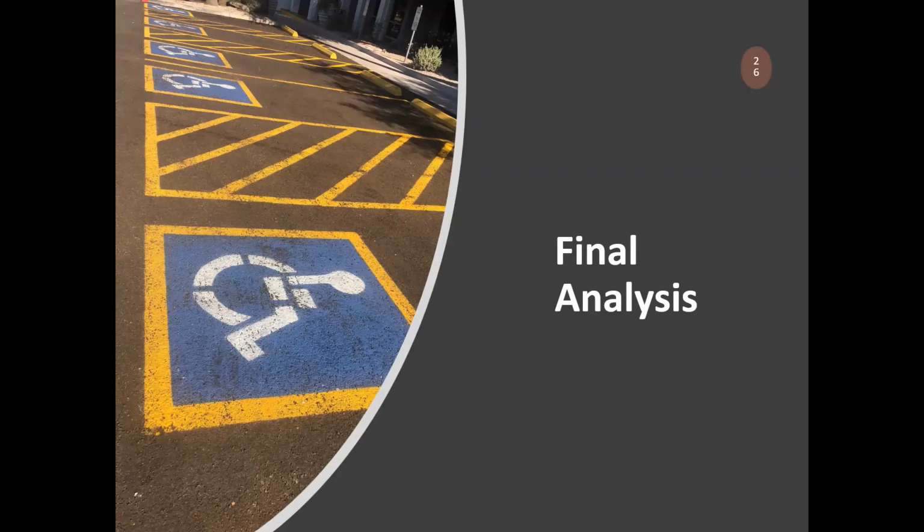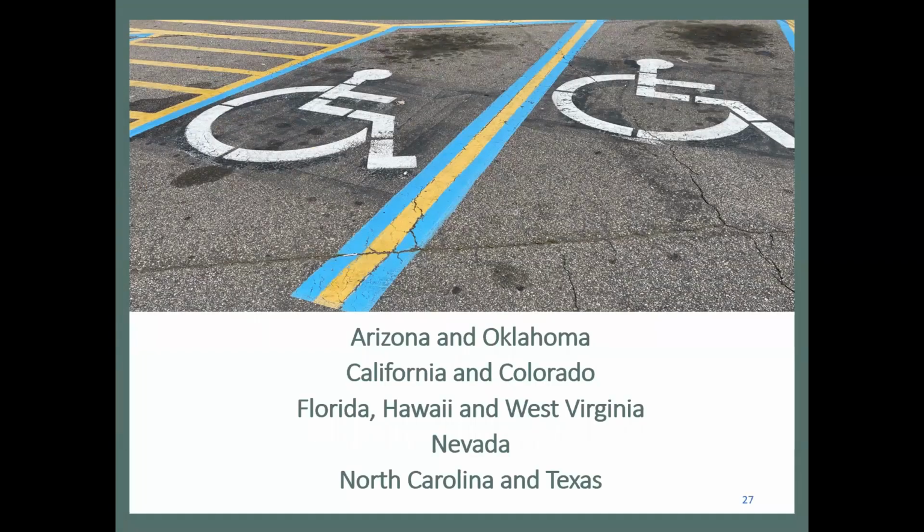So in the final analysis, 10 different states with no agreement. No agreement on the color of the ISA, no agreement on the color of the background, or if we even need one, and no agreement on a border. The only state in our survey requiring the surface markings was California. Yet, every state surveyed had some kind of surface marking. So these states shared the same surface markings: Arizona and Oklahoma, California and Colorado, Florida, Hawaii, and West Virginia were the same. Nevada had no partner, and North Carolina and Texas were the same.